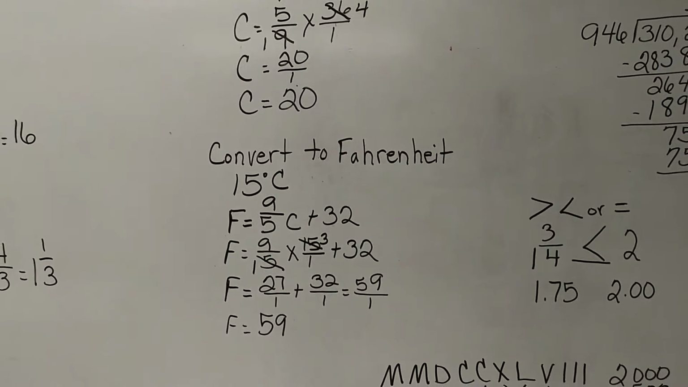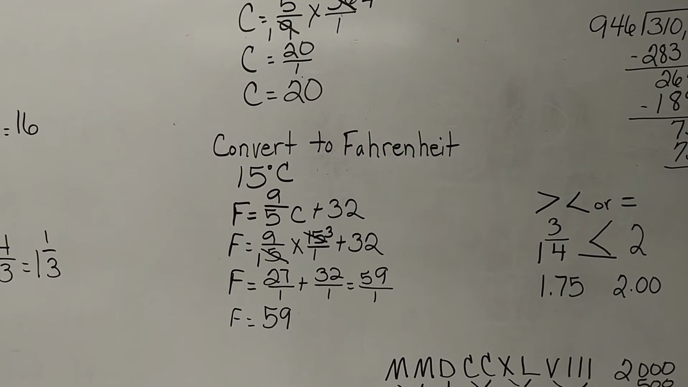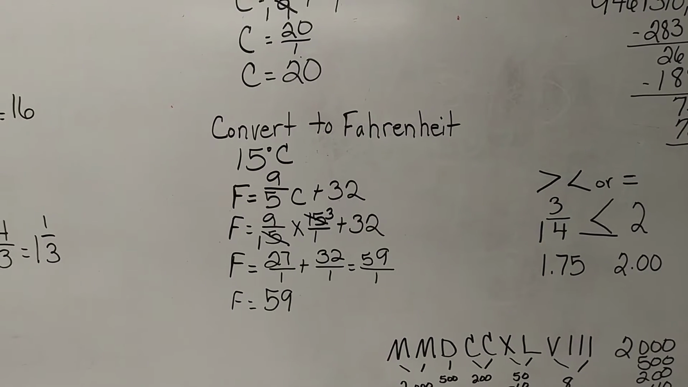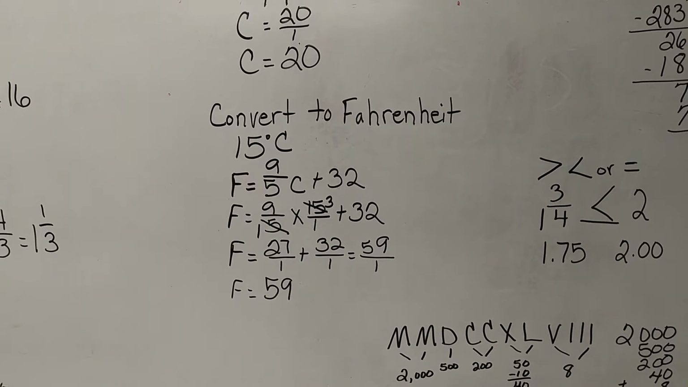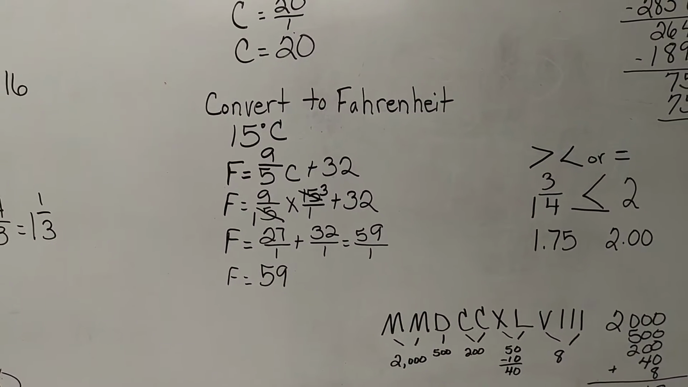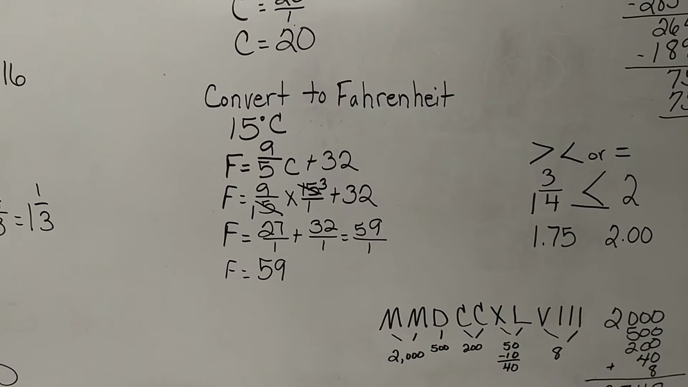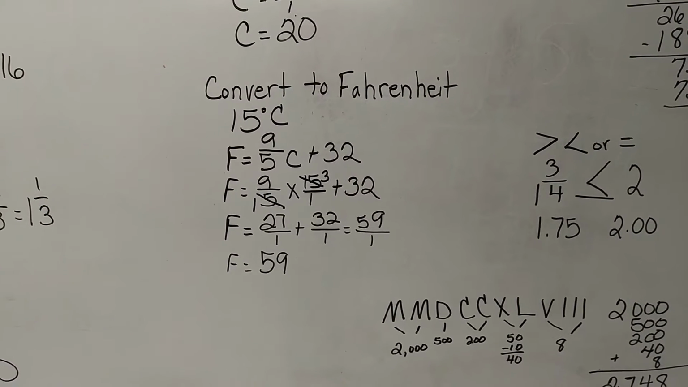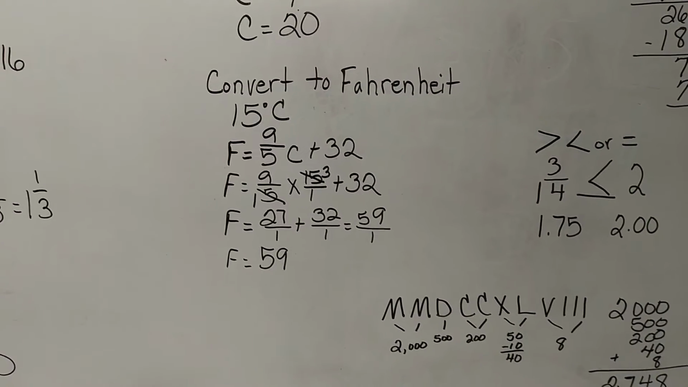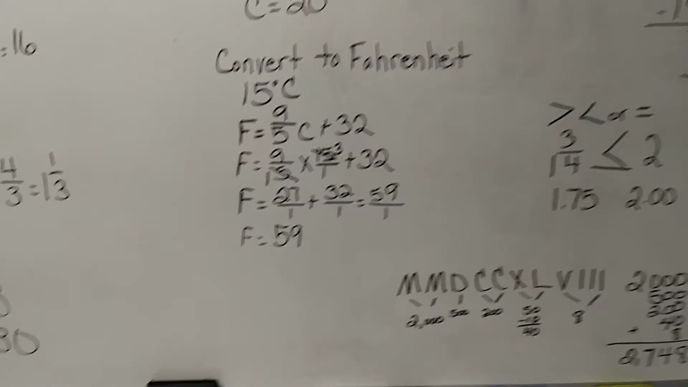Convert to Fahrenheit. F equals 9/5 C plus 32. F equals 9/5 times 15/1 plus 32. Cancellation. 5 will go into 5 one time. 5 will go into 15 3 times, which would be 27/1 plus 32/1, which would equal 59/1, which would be 59 Fahrenheit. All right.